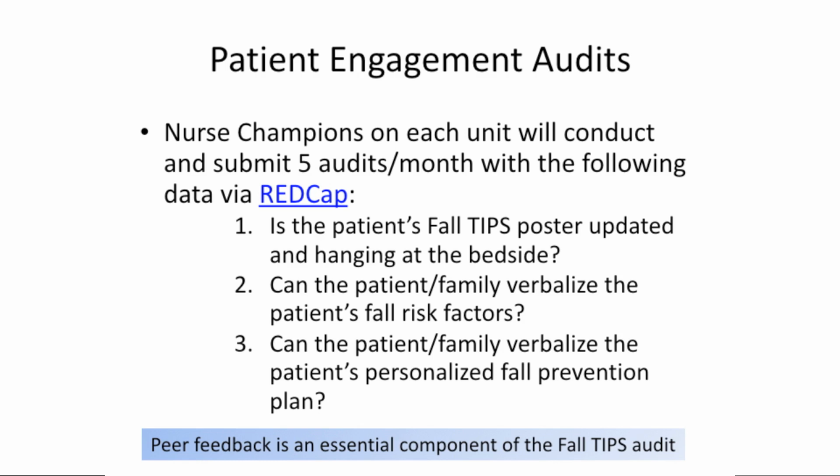Now, once the nurse champions complete the audit, they give feedback to the nurse who's caring for the patient, because there are many reasons why a Fall Tips tool might not be updated, or the patient might not know their risk and their plan. So providing peer feedback, getting the nurse's perspective on what's going on with that patient or what some of the barriers were to updating, is really important. And that coming from a peer, a nurse on the unit versus someone from the outside, is very, very important.